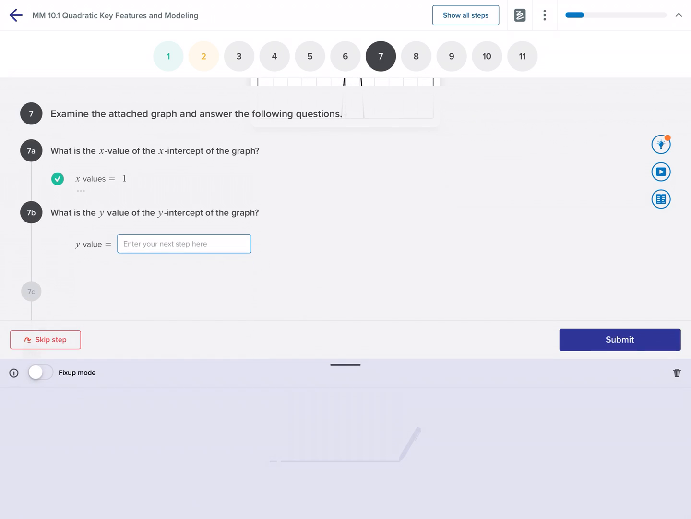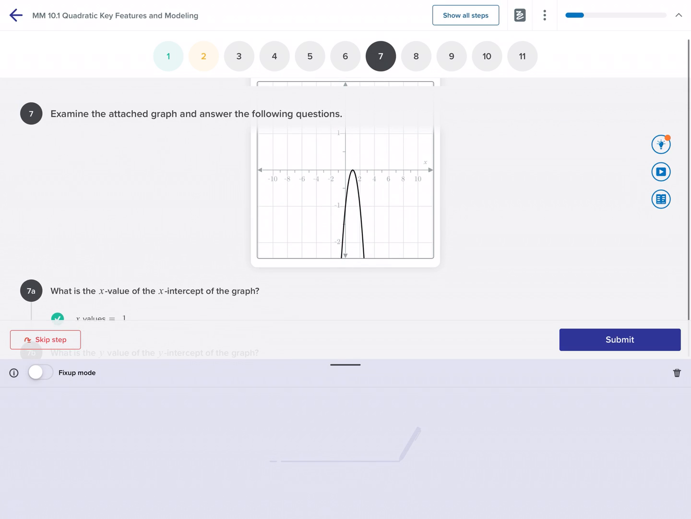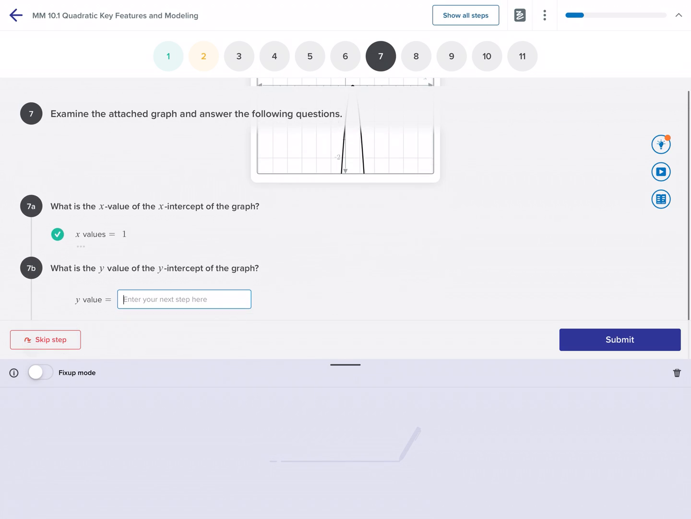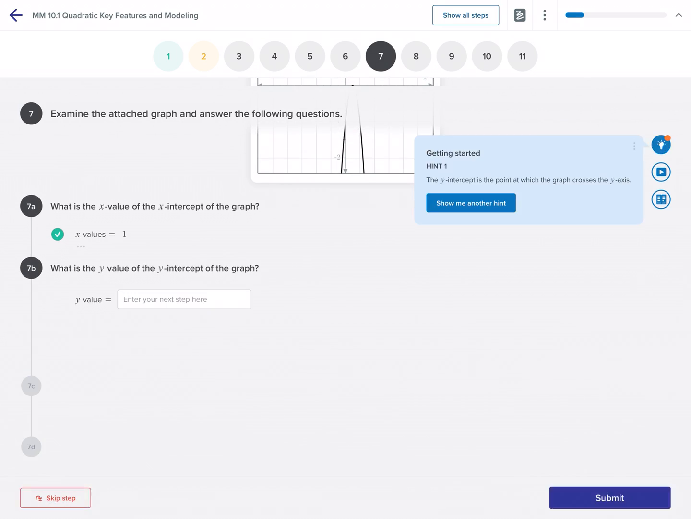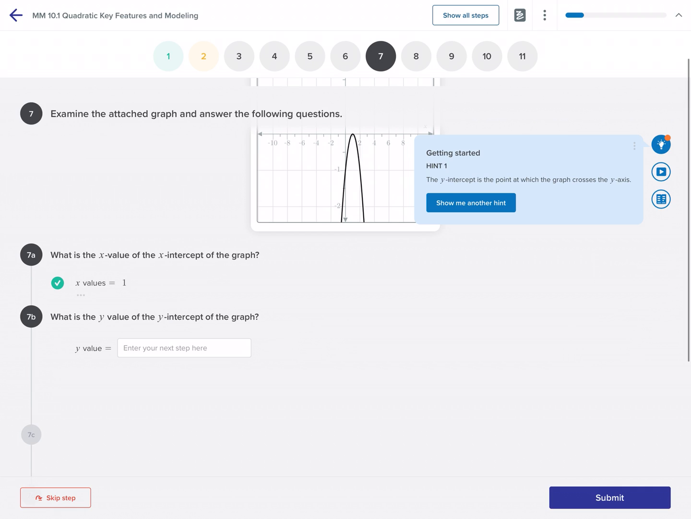It says, what is the y value of the y-intercept? So the y-intercept, if you have any questions about that, well, here it will tell you. The y-intercept is the point where the graph crosses the y-axis. So the value of that would be -1.